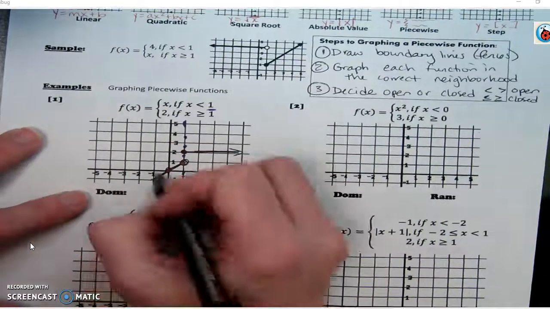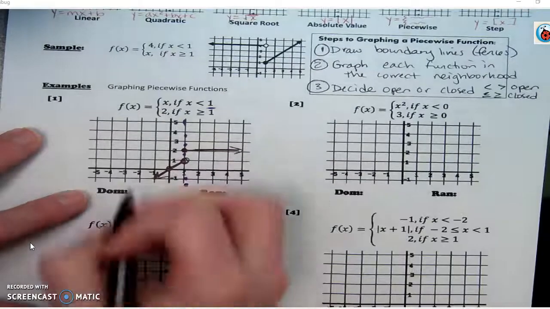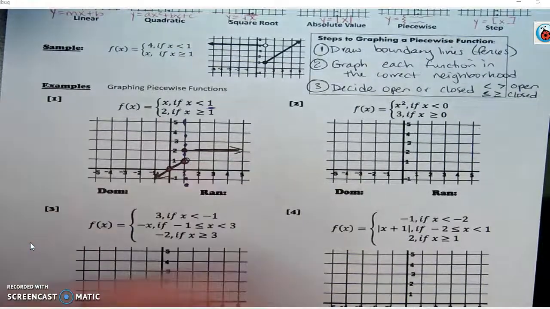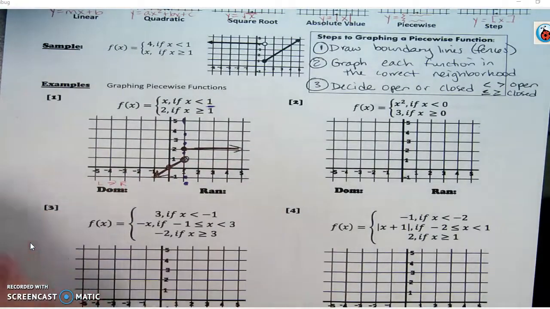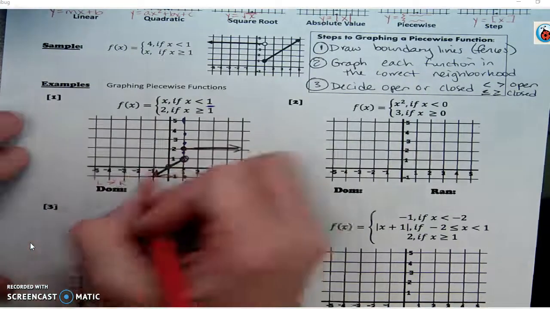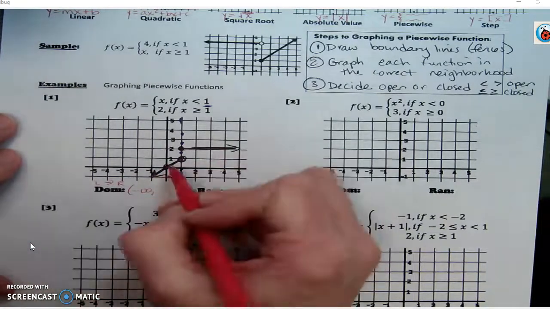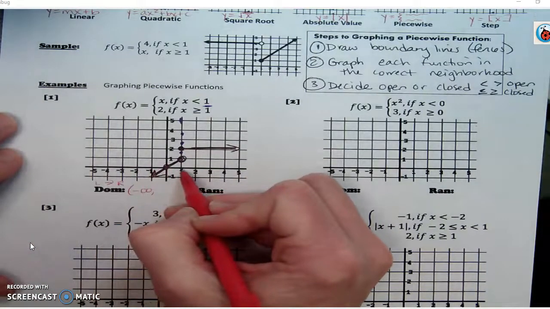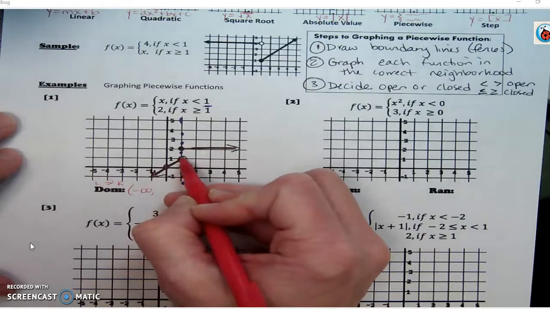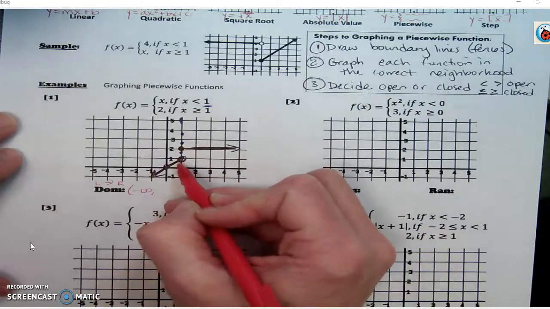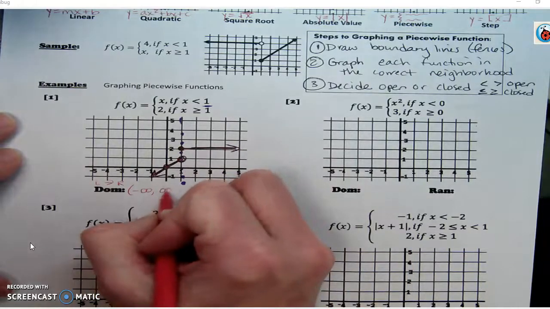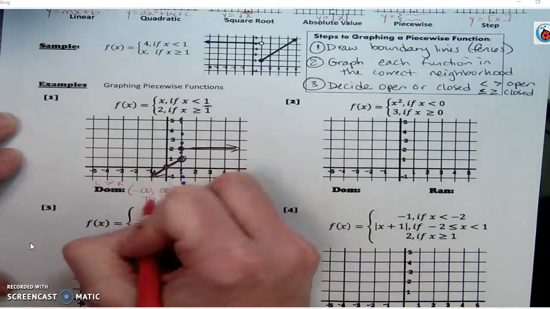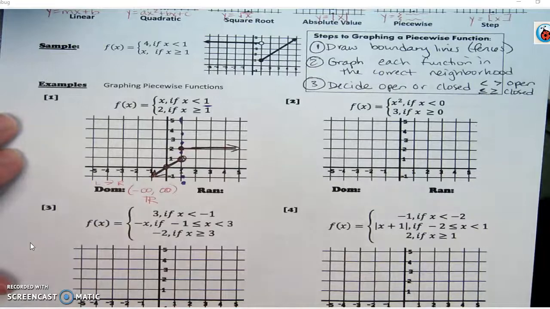All right, the domain of this function, remember, domain is left to right. So to the left, it goes to negative infinity. Then at 1, there is an open circle here, but there's a closed circle there. So it does have a value at 1, and then it has a value all the way to the right. So the domain is negative infinity to positive infinity. You could also say all real numbers.